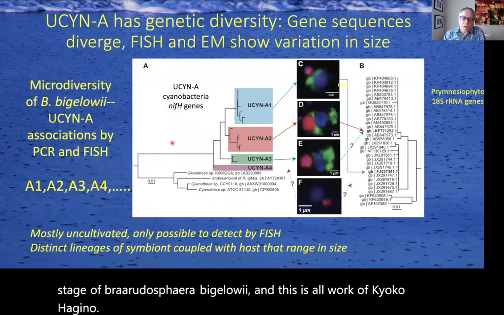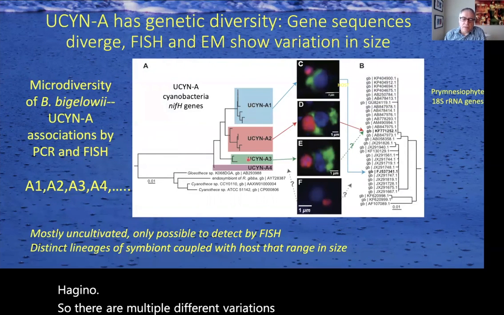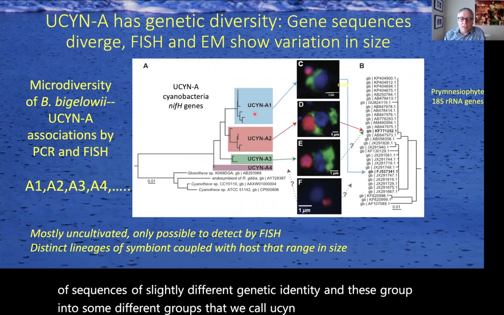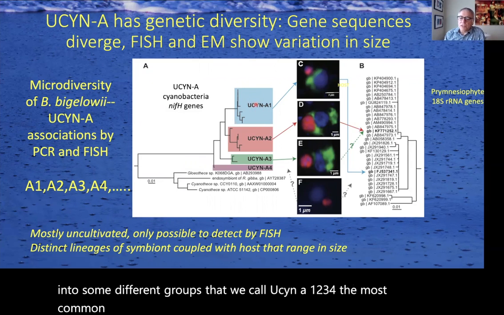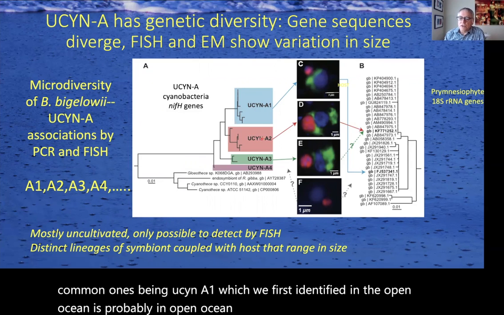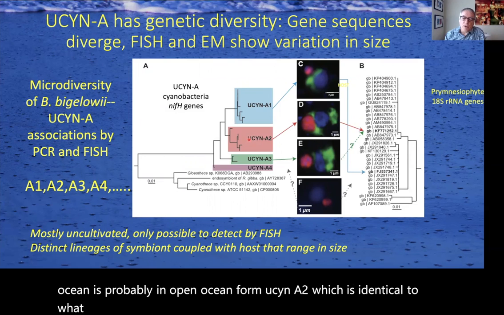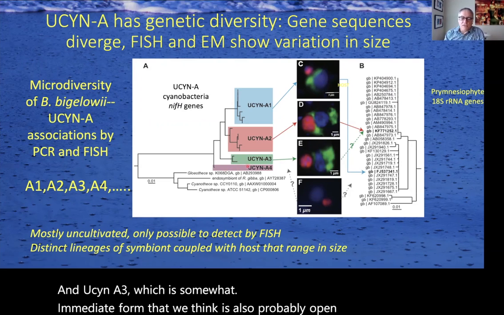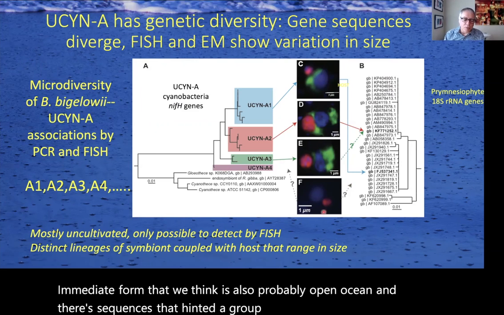So there are multiple different variations within the UCNA. There are clusters of sequences of slightly different genetic identity, and these group into some different groups that we call UCNA 1, 2, 3, 4. The most common ones being UCNA 1, which we first identified in the open ocean as probably an open ocean form. UCNA 2, which is identical to what Kyoko Hagino was studying in Japanese waters, and is a bigger form, and UCNA 3, which is a somewhat intermediate form that we think is also probably open ocean. And there's sequences that hit at a group 4, and there may be more.